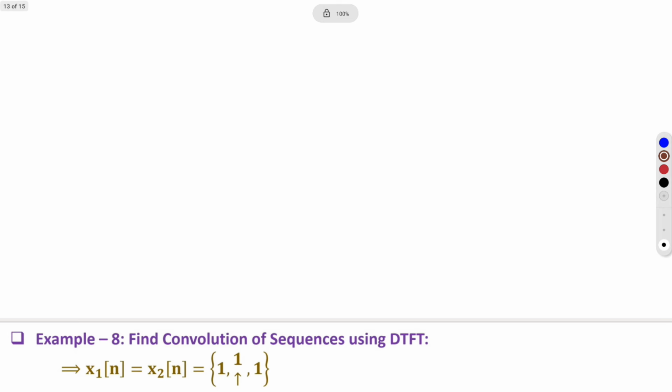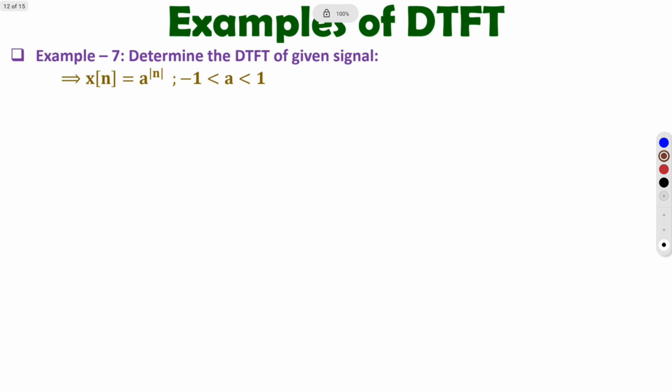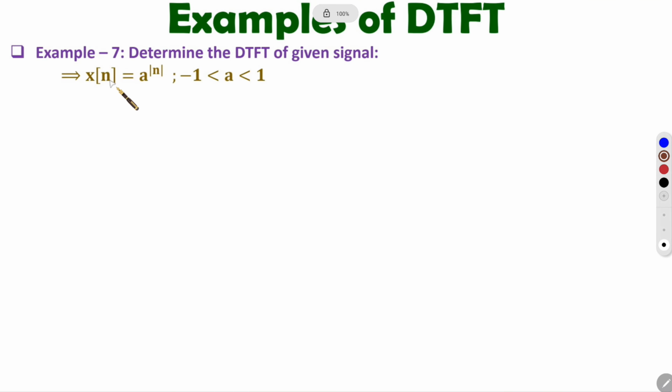Now let me explain the solution of question number 7. See here in question 7, we need to identify the DTFT of this signal. First of all, we need to understand this signal. With this signal, we have a to the power mod of n. So here we have two different ranges of this signal x of n. If you talk about positive values of n, then n is greater than or equal to 0. And if you talk about negative values of n, then n is less than 0.